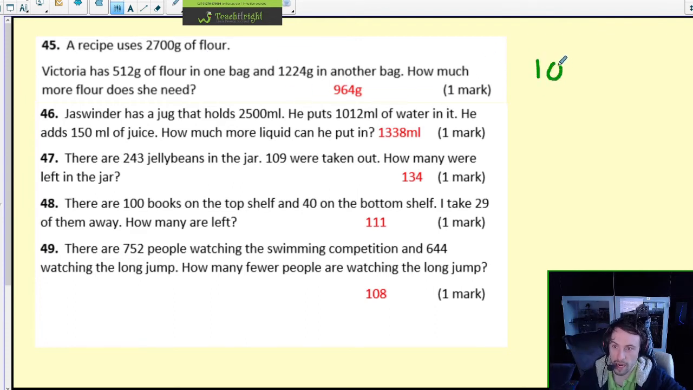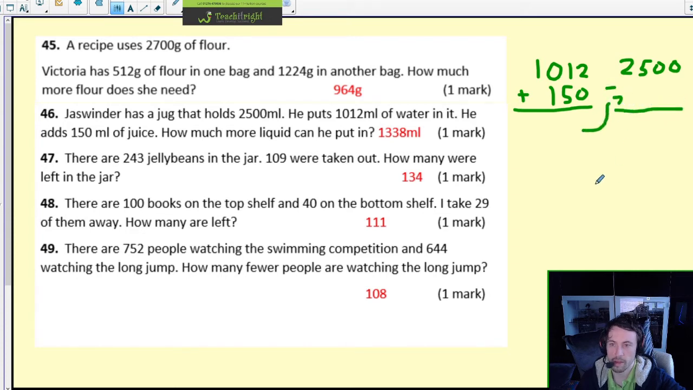So you could add these two together, which is the total amount he's added to the jug. And then to that, whatever the answer is, take away the total. So whatever this turns totals, you put that in there and do a subtraction. And then that will give you your answer. In this case is 1,338 milliliters left.